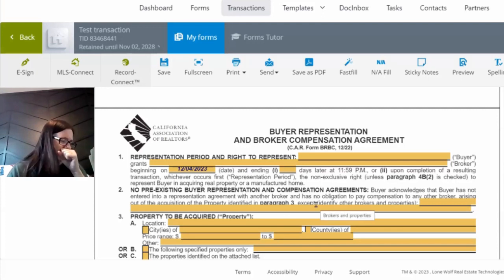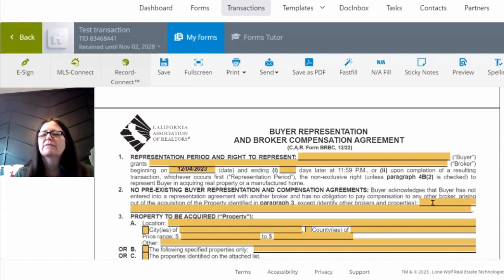And then one of the things that you'll notice here is that it is a non-exclusive right to represent them. If we want it to be an exclusive right, then we're going to check a box a little bit down on the form. But if we don't check that box, then it automatically defaults to being non-exclusive. And I'll talk about what that means in just a second.